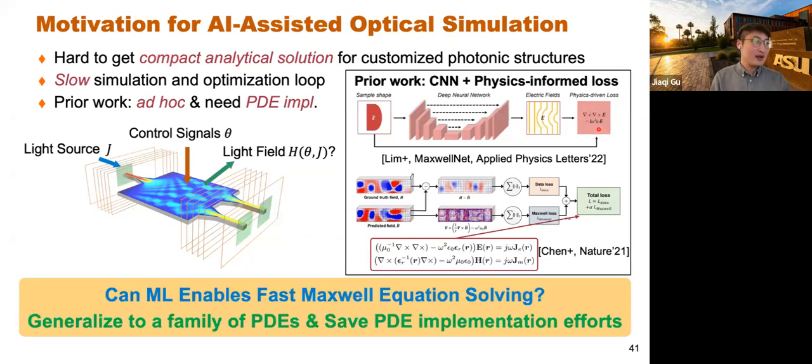So our idea is, can we train a machine learning model that can directly learn how to solve the Maxwell equation generally? This model can generalize over the whole family of Maxwell equation PDEs instead of just a single simulation instance. And we don't want to implement the PDE. We want to save the Maxwell equation implementation effort. It's purely data driven. You run a simulation, learn it, and I can apply it to different devices, different materials, different input intensities, different light sources. It has very high generalization.